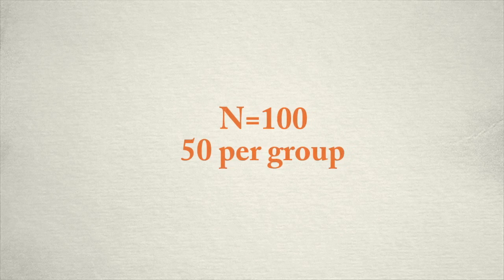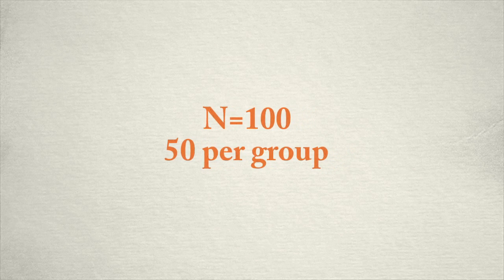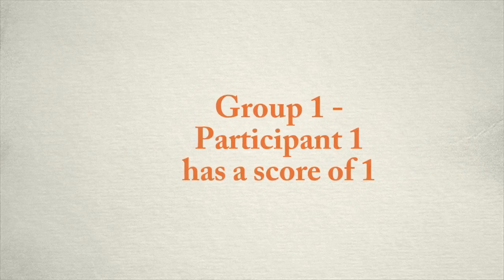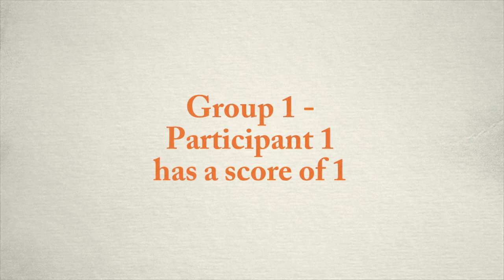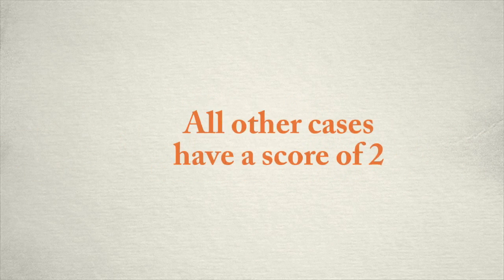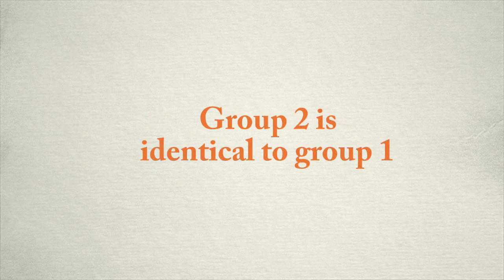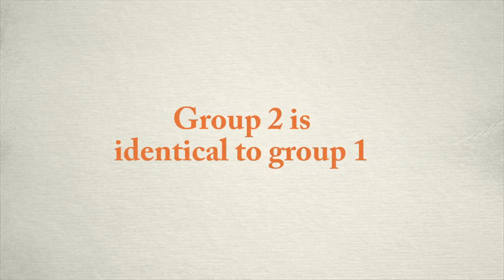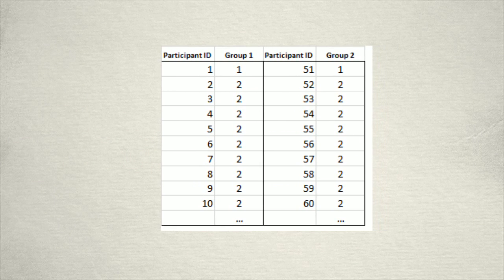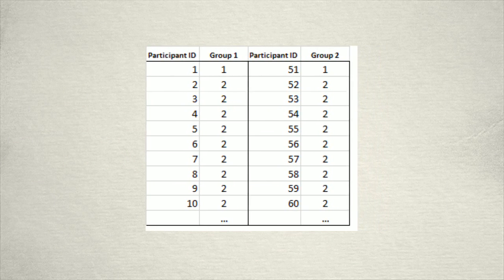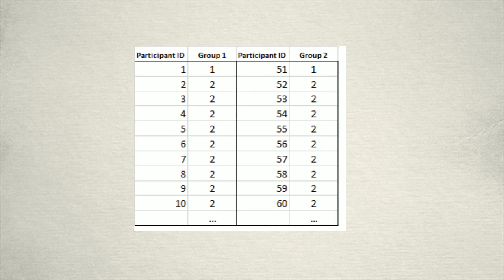In this example, we'll have 2 groups of 50 for a total sample size of 100. In Group 1, the first participant has a score of 1. Everyone else in that group has a score of 2. I'm going to do the exact same thing to the other group. So to be clear, both groups have the exact same data at the moment, and the p-value would equal 1.